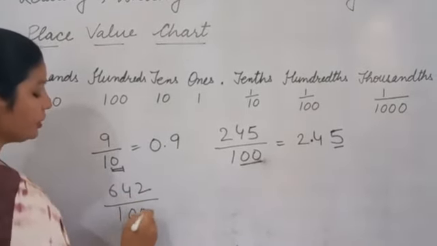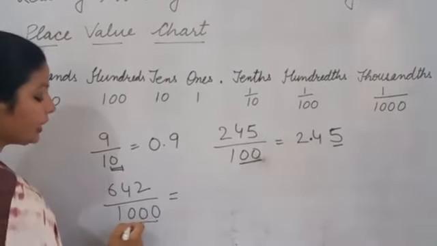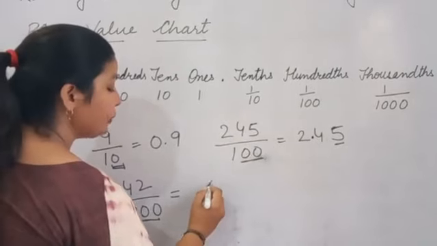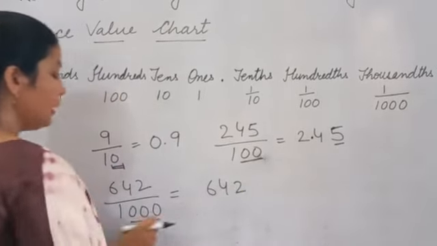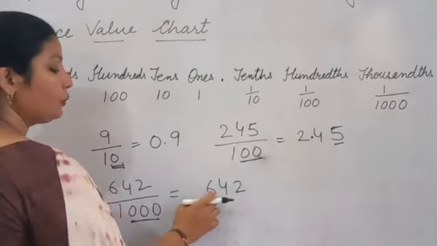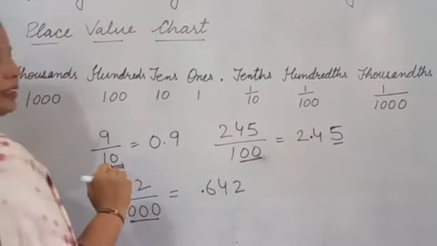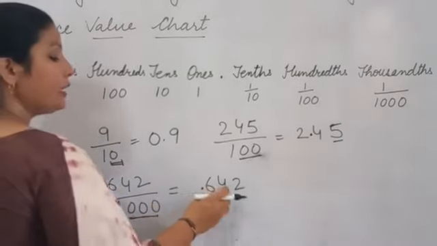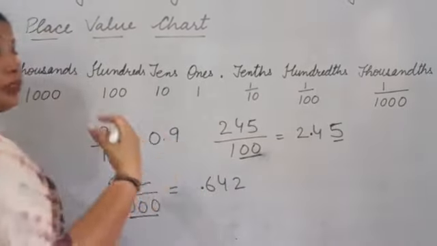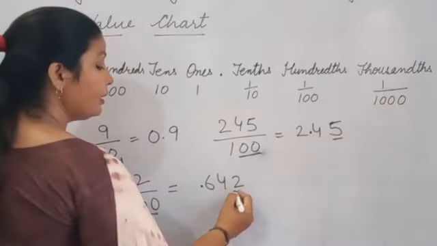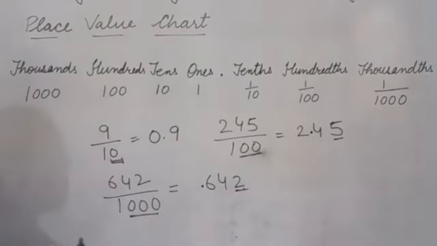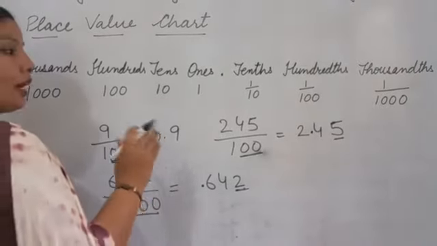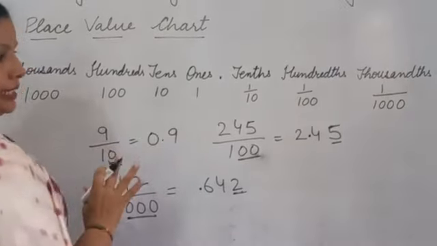If you have 642/1000, there are 3 zeros in 1000, so we will take 3 decimal places. We write the numerator as it is, 642. Now 3 places of decimal: 1, 2, 3. There is the point. So we can say 0.642. Another way we can say it is 642 thousandths, because the last place is thousandths. Okay, so like this you have to write in decimal.